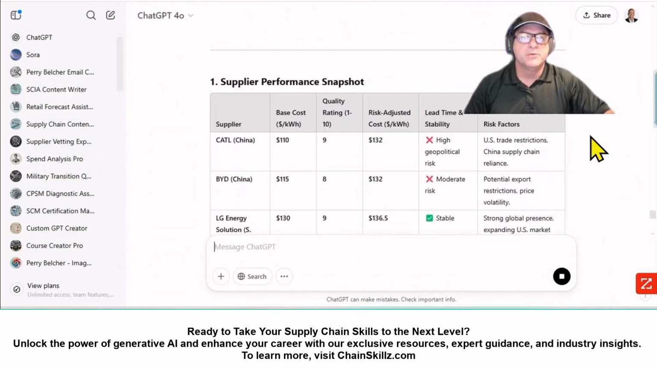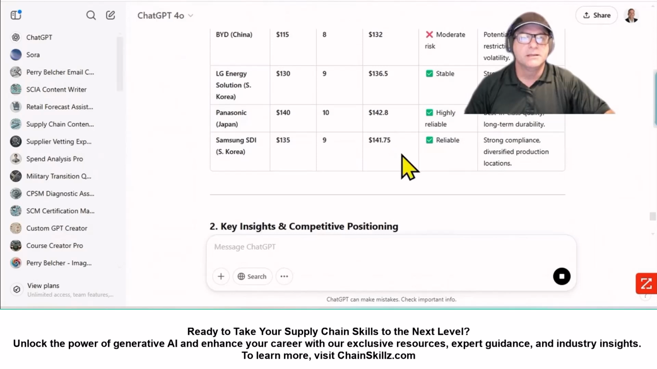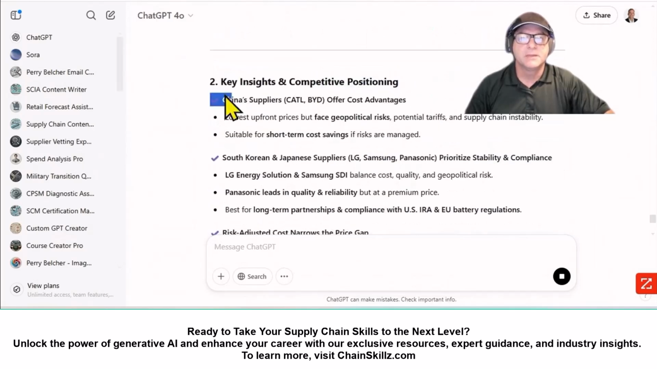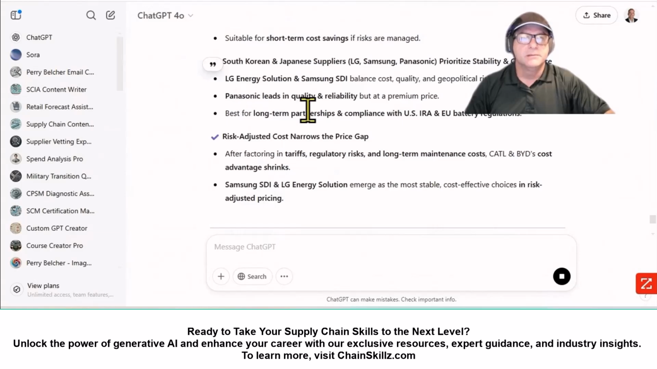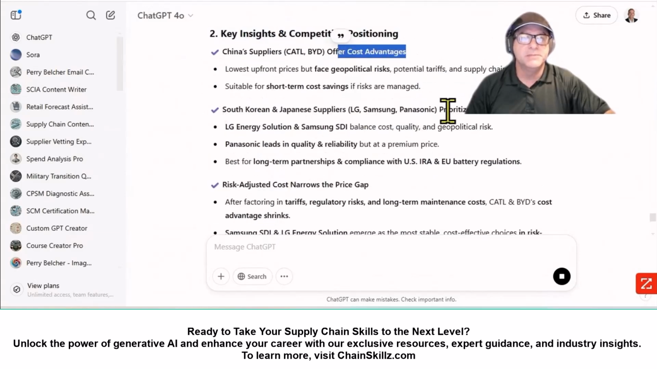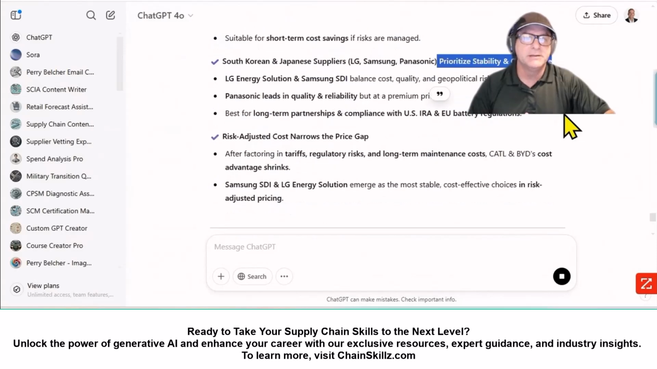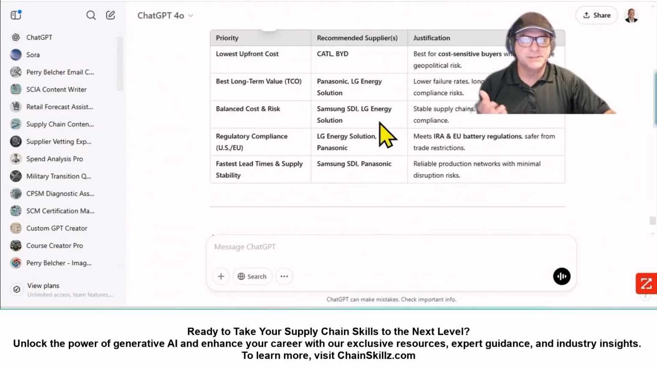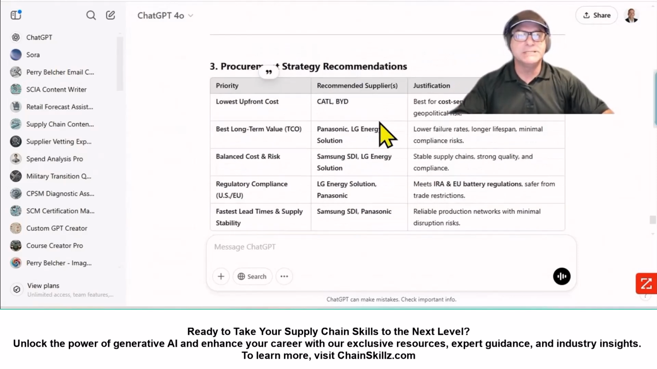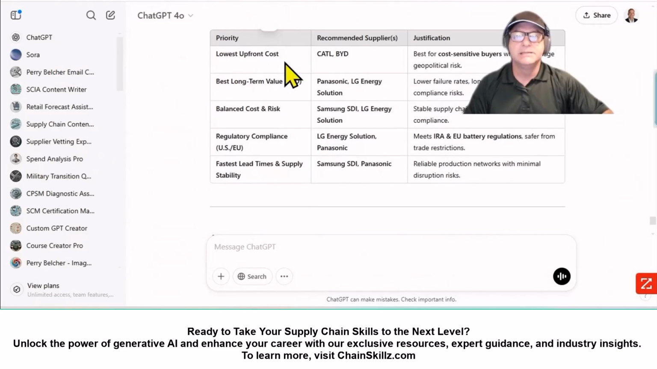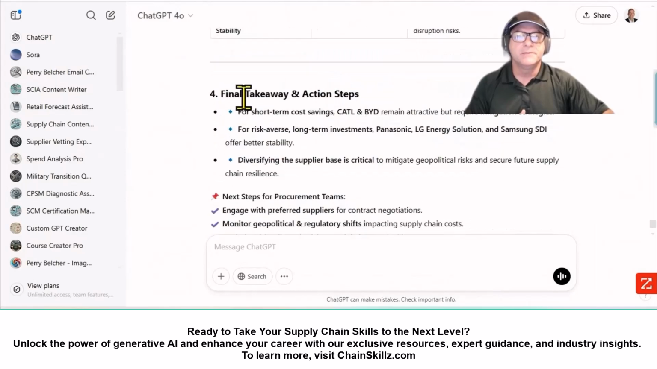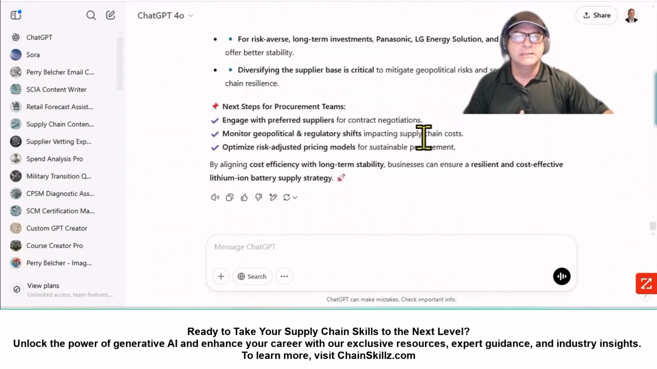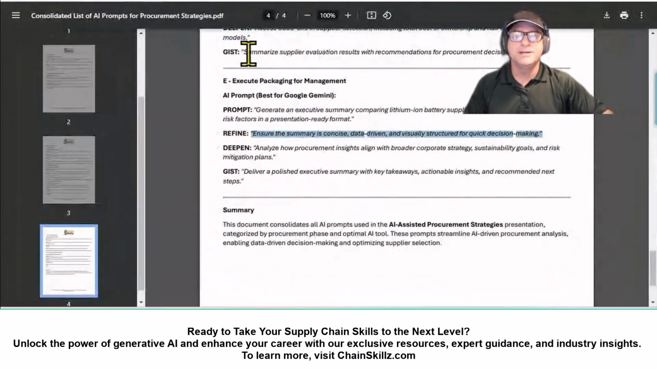Okay. Supplier performance snapshot, key insights, cost advantages, stability and compliance, big plus there. Cost narrows the price gap. Okay. Procurement strategy recommendations. Again, depending upon what you need, right? Budget was an issue, lowest cost up front. It is what it is. Budget's not an issue, but value is. This is something we would look at. Final takeaways, action steps. And this would be good, but our prompting process takes it a little bit deeper.